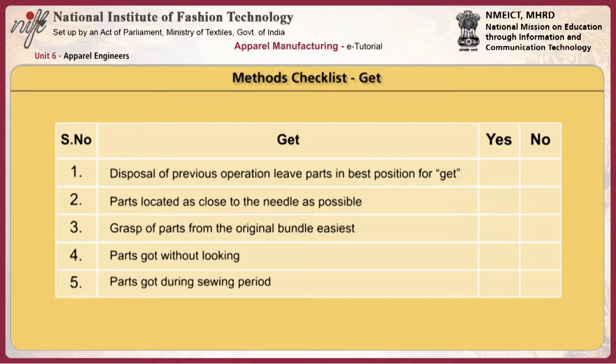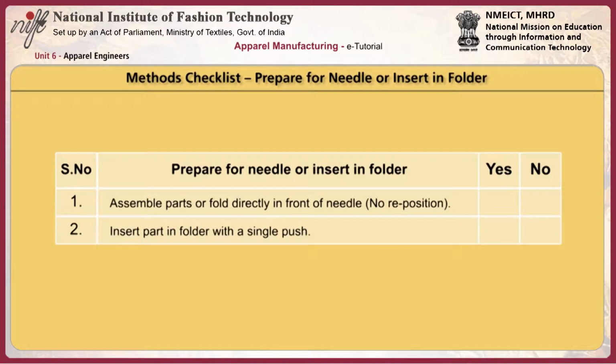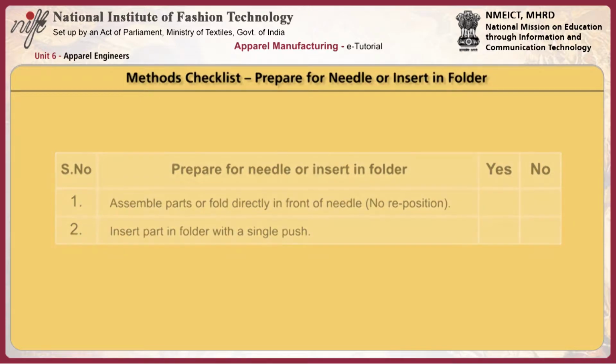Leave parts in best position. Parts located as close to the needle as possible. Grasp the parts from the original bundle. Parts got without looking. Parts got during the sewing period. This checklist can be used when preparing a needle. Assemble parts or fold directly in front of needle. No reposition. Insert part in folder with a single push.